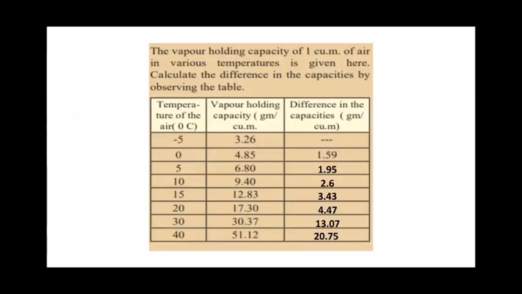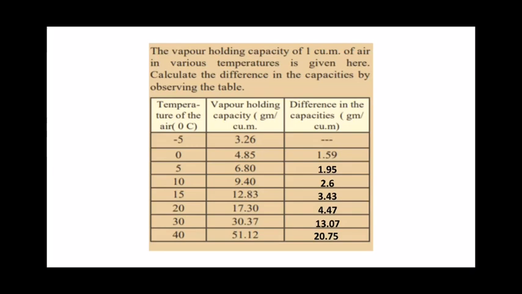So children, in front of you is a table in which the vapor holding capacity of 1 cubic meter of air at various temperatures is given. Generally, humidity of the air is measured in grams per cubic meter. When the humidity in the air is 0 gram per cubic meter, the air is said to be dry. If the temperature is 30 degrees Celsius and the humidity is 37 grams per cubic meter, then the air is said to be saturated.